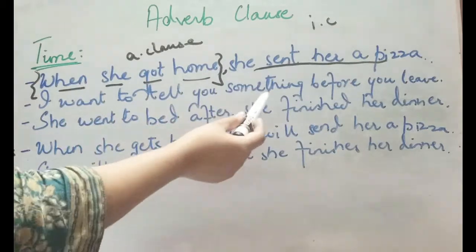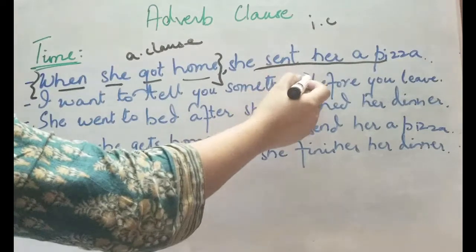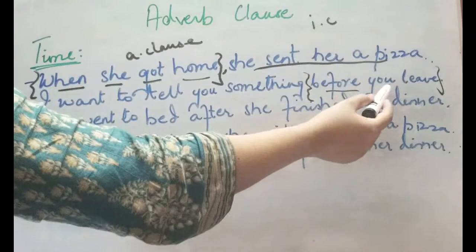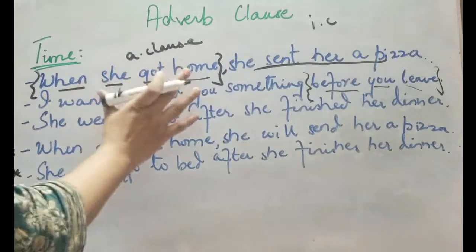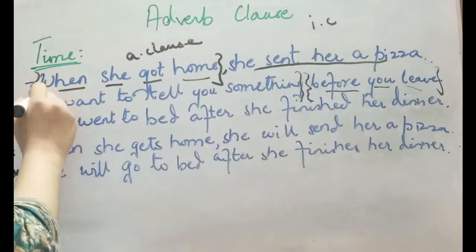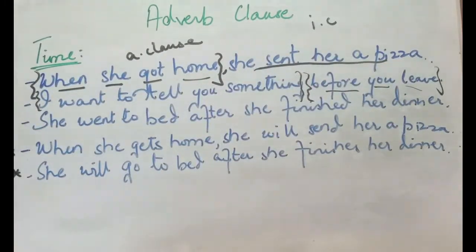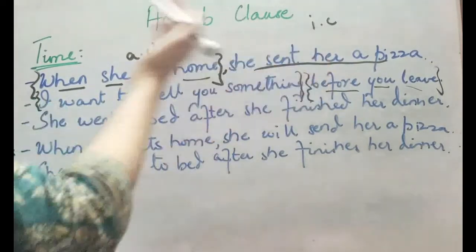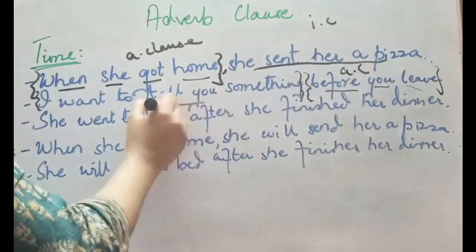I want to tell you something before you leave. Now our adverb clause lies over here: before you leave. The subordinating conjunction is over here, the subject over here and the verb over here. I want to tell you something. This is the independent clause. This part is complete over here. It can stand alone, but this thing cannot stand alone. So this needs support. To support, we have an independent clause attached over here, right? So this is your adverb clause and this is your independent clause.